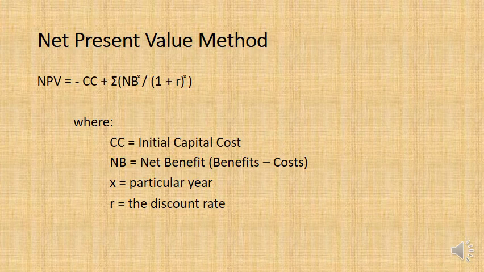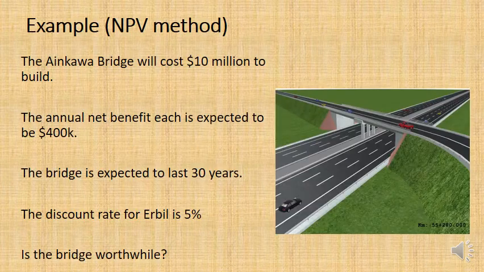Now, I'll try and show you how that works. Just a word of warning, that x by the b there is not an exponential. It's not a power. That's just to mark that it's the net benefit from year x. So let's look at an example to see that equation in practice.